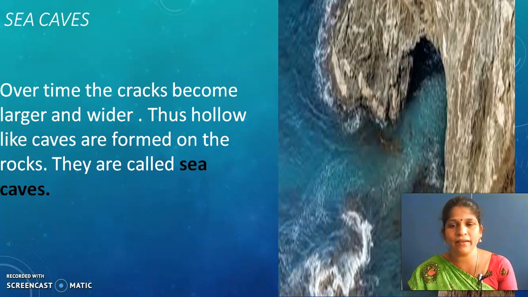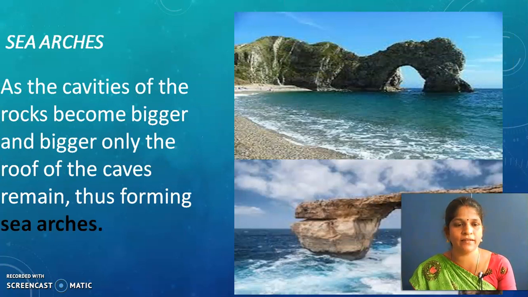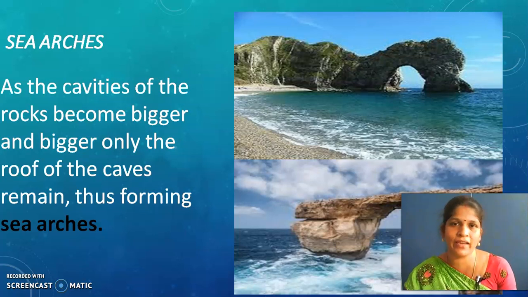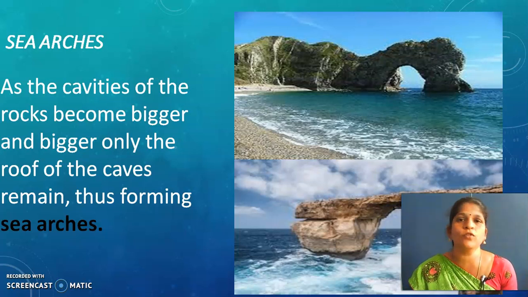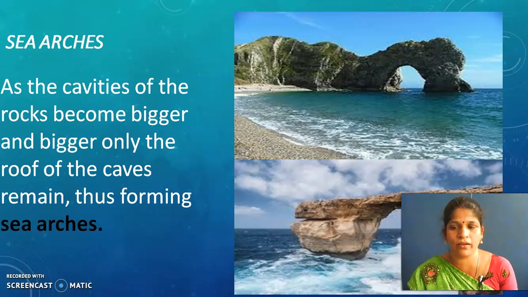Then next, sea arches. See here in the picture. Sea arches means, first, continuously the sea waves hit the rock. Because of that, the weak part of the rocks is eroded, removed. So what is present in that area? A hollow. It looks like a hollow structure. We said that was a sea cave. But again, the rocks are continuously hit by the sea waves.